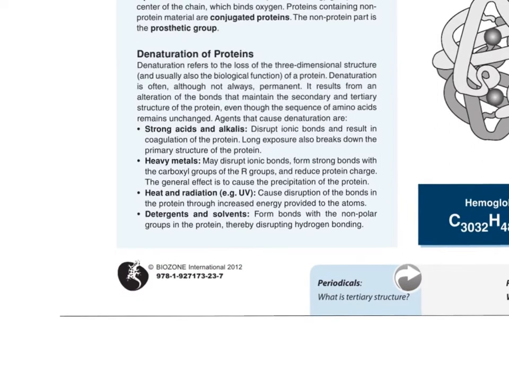But if you increase the heat slightly, if you're exposed to heavy metals like mercury, radiation, UV light, heat, or detergents, or organic solvents, you can separate the hydrogen bonds.